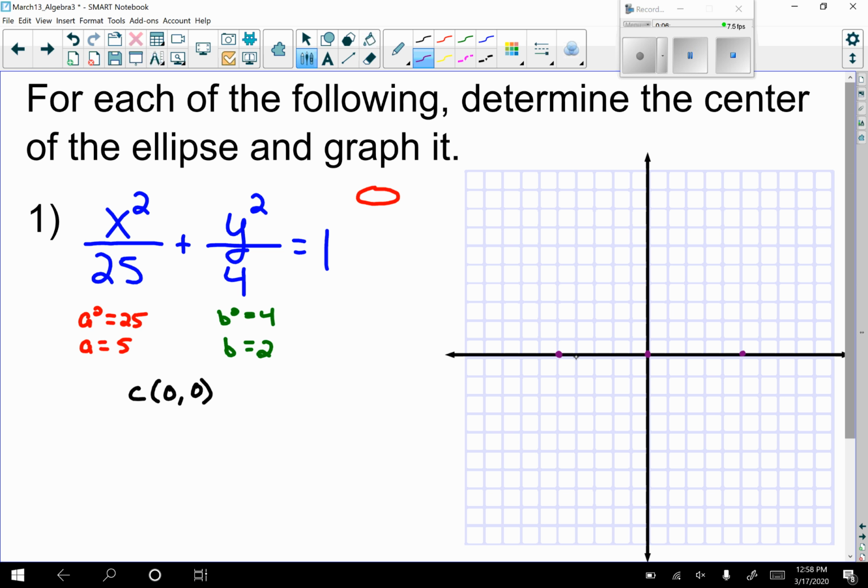Whereas a circle having a radius of 5 means I count 5 right, 5 left, 5 up, and 5 down, but what I'm counting up and down is not also 5, it's 2. So I'm going to count 2 up and then 2 down. So my center was at 0, 0. My a was 5, so because that 25 was the first denominator, my ellipse is longer horizontally. And again, as best you can draw this.